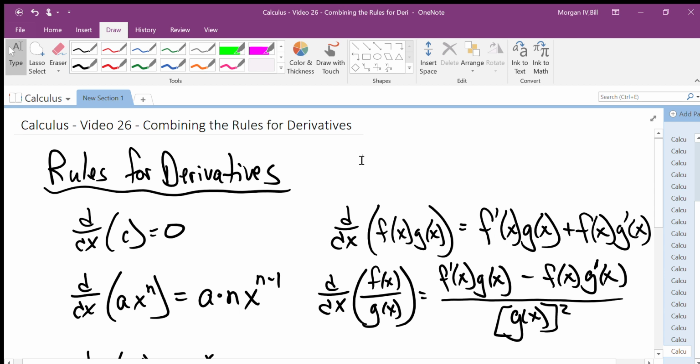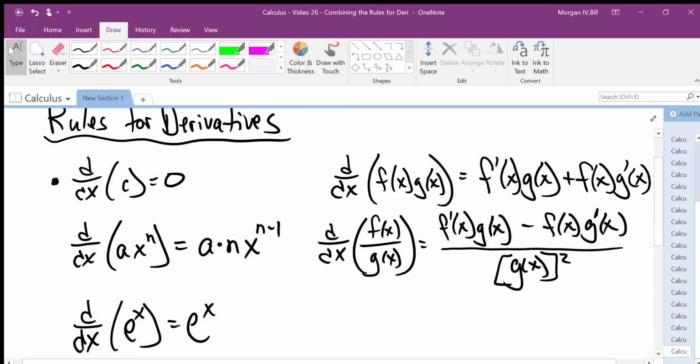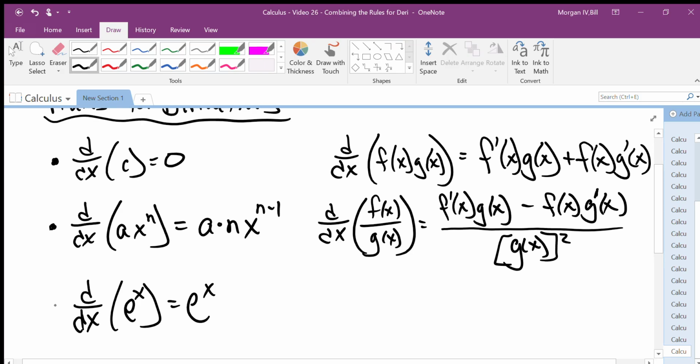Calculus, video 26, combining the rules for derivatives. So here's our rules for derivatives so far. We have that the derivative of a constant is always 0. We have the power rule next, that the derivative of a times x to the n is a times n x to the n minus 1. And thirdly, we have the derivative of e to the x is itself, e to the x.